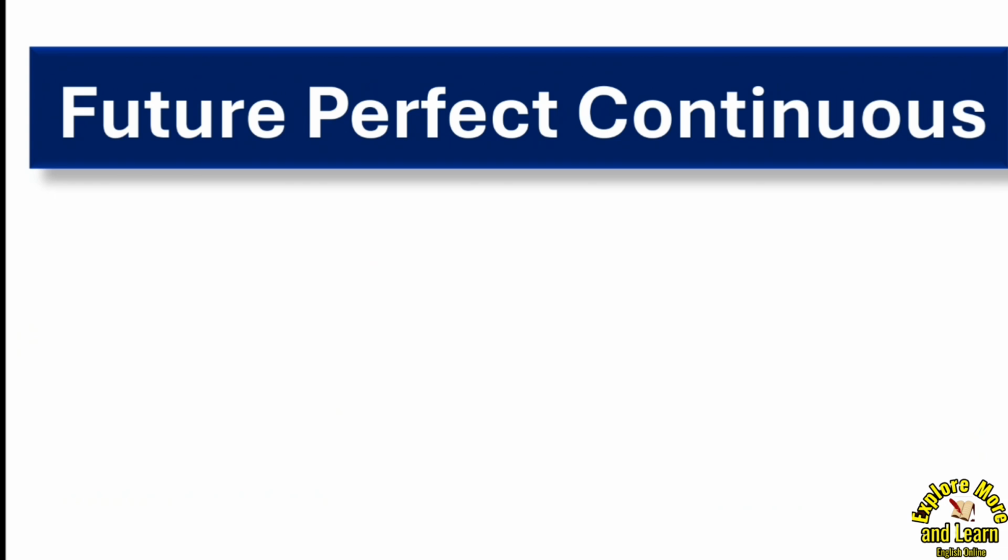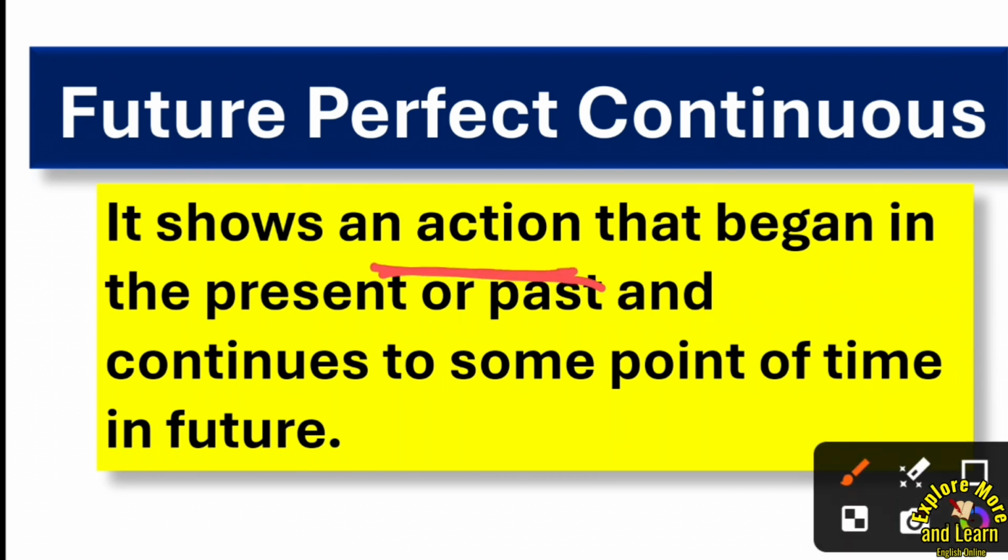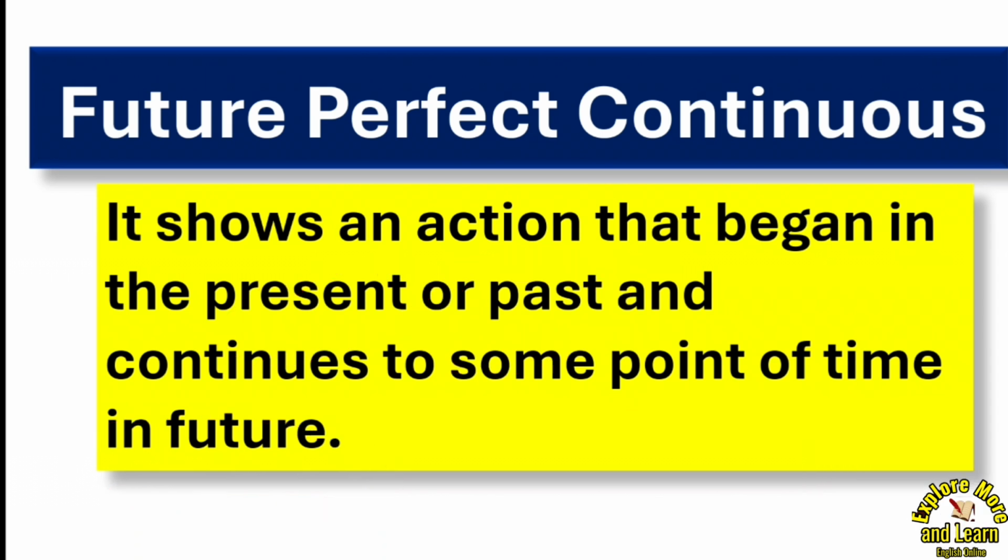Before that, you should know what is future perfect continuous tense. It shows an action that began in the present or past and continues to some point of time in future. So an action which begins in the present or which began in the past, but that continues to some point of time in future. That is all about future perfect continuous tense.